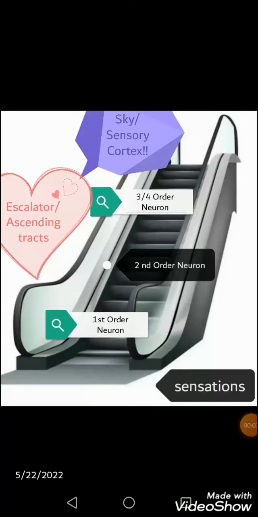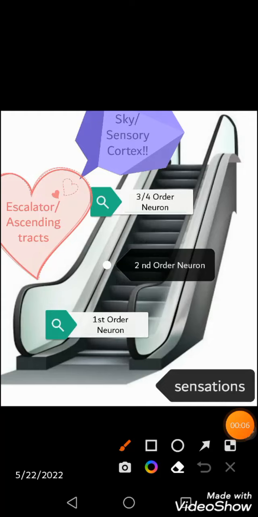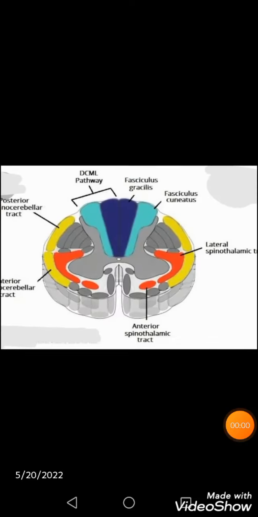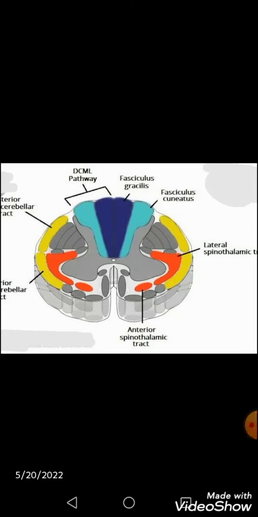Yes, the escalator, which is just like the ascending track, in which you can see that there lie so many sensations, which could be touch, pain, temperature, and pressure. They enter into your brain via the first order neuron. These carry them to the second order, then towards the third order, and finally via the fourth order towards your cerebral cortex, like a sky.